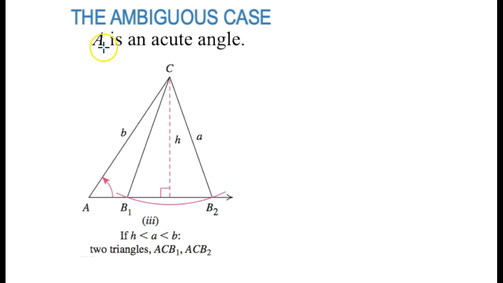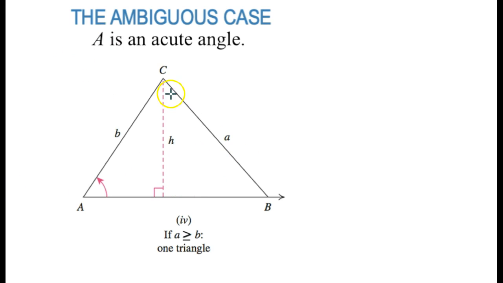Now, there's actually another possibility if angle A is acute here. If we make side A even longer, right? If it actually ends up being longer than side B, then we just create one triangle. Okay, we would just create one acute triangle all the way over here. Because if I were to click and drag this, it would end up not hitting this side until we get up to over here. Right?